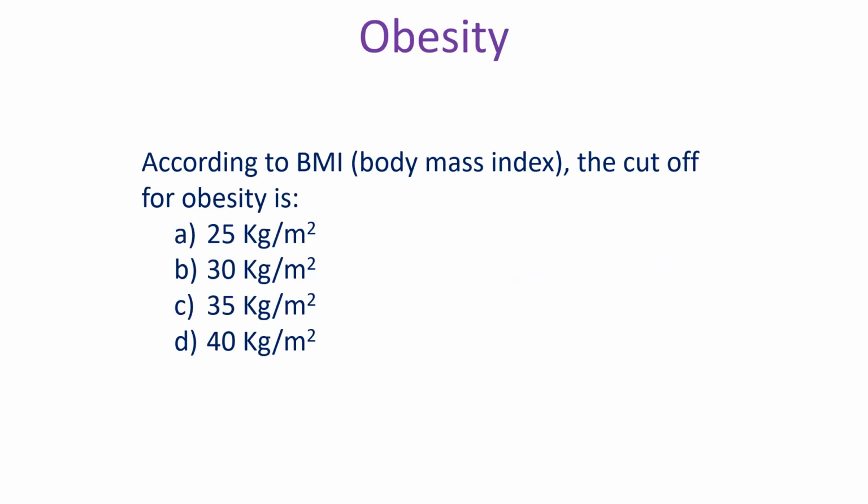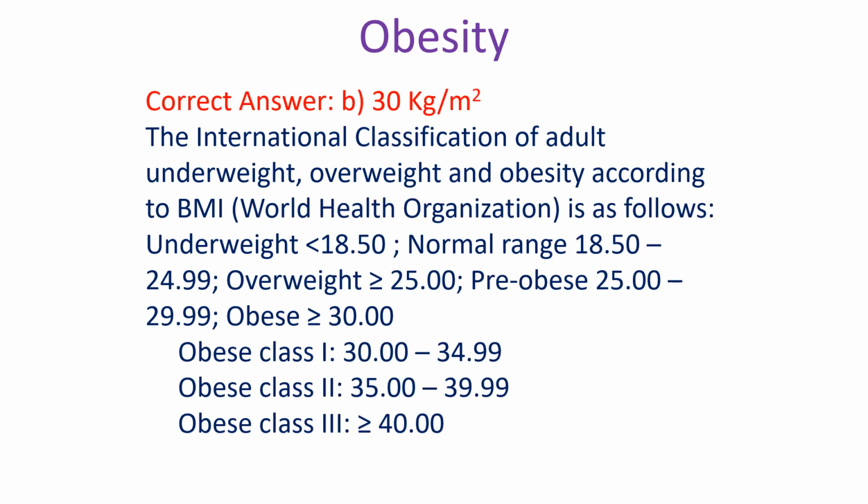According to body mass index, the cutoff for obesity is A. 25 kg per meter squared, B. 30 kg per meter squared, C. 35 kg per meter squared, D. 40 kg per meter squared. Correct answer B. 30 kg per meter squared.